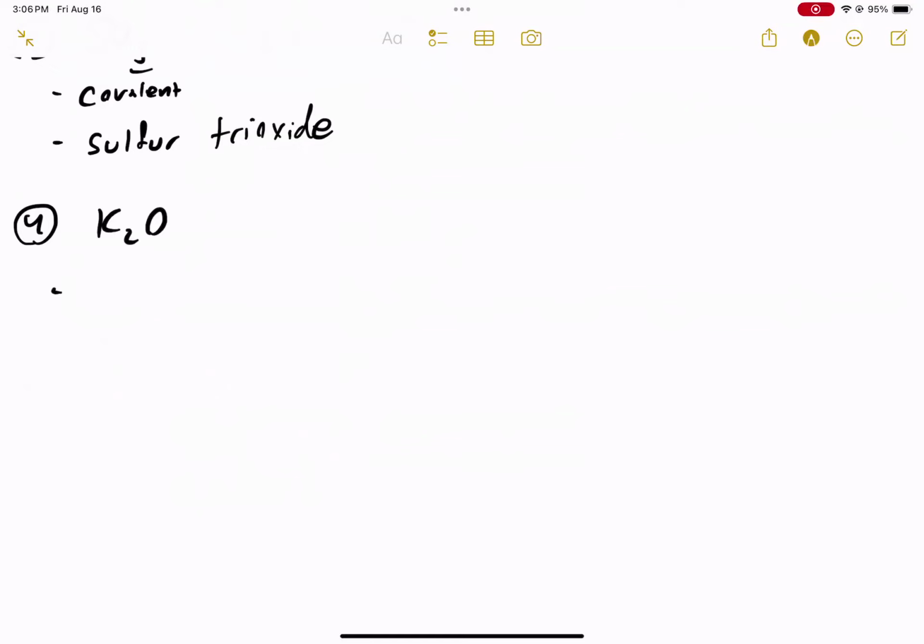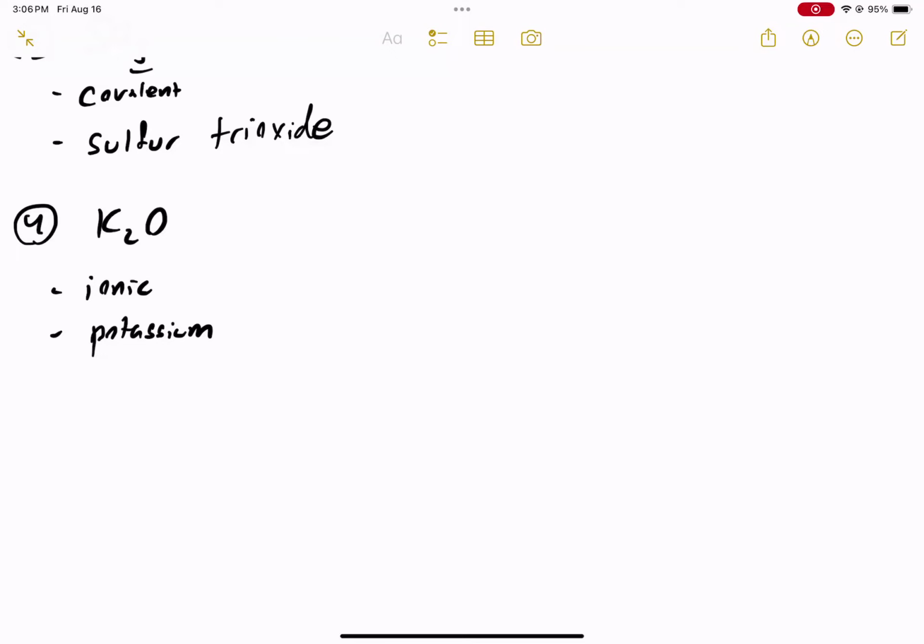4, K2O. This is ionic. We know this is ionic because potassium is a metal, oxygen is obviously not. So metal and non-metal, that's ionic. So let's name this thing potassium. And remember, when it comes to ionic compounds, we never put the prefixes, even though there is a K2, there's 2 of them.